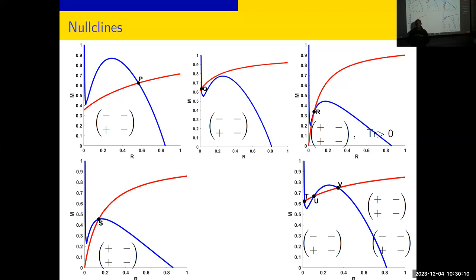And remember, in the last configuration of the nullclines, there are three intersections. T has the sign pattern just below it, and this sign pattern corresponds to U, and this sign pattern corresponds to B. These sign patterns confirm that this point T and this point B are always stable.